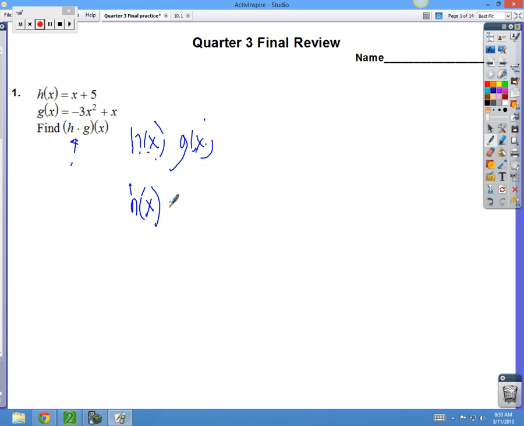h of x times g of x, or it's going to be written like this. Either way is the exact same thing. This is what they're communicating. They want you to multiply them.